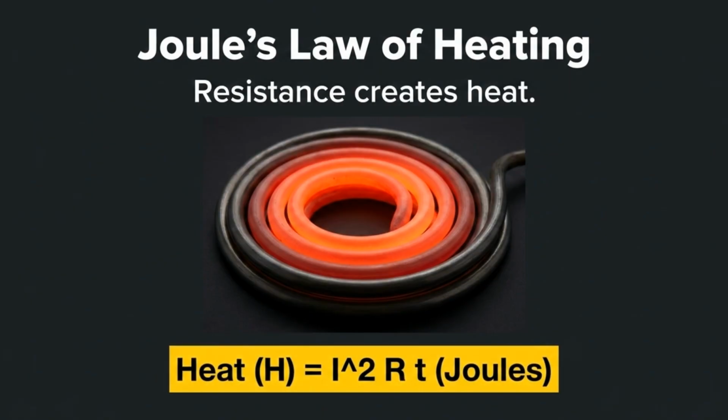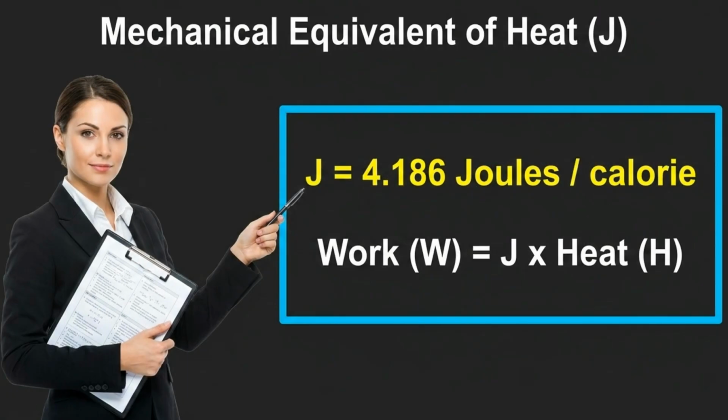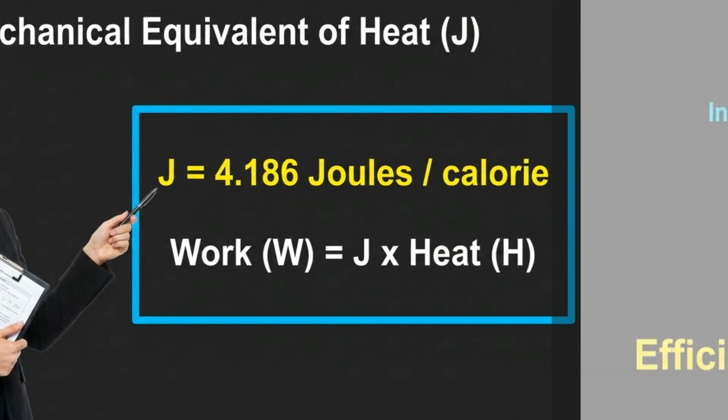Joule's law of heating states that resistance creates heat. The amount of heat generated is calculated as the square of current times resistance times time, measured in joules. The mechanical equivalent of heat, J, is 4.186 joules per calorie. The work done can be calculated as J times the heat produced.